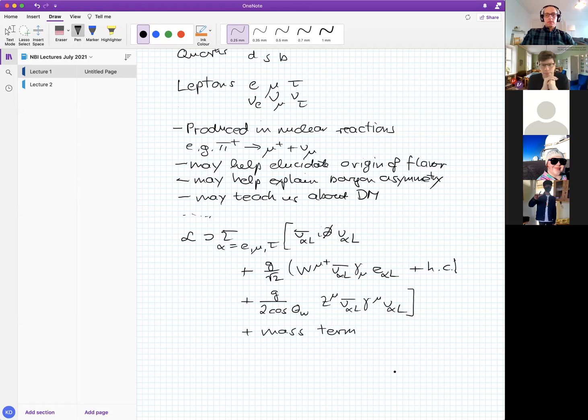So notice that because of this structure, there's only left-handed fields appearing here. So here's the left-handed kinetic term. Here, the weak interaction couples only to left-handed fields, and the Z also couples only to left-handed neutrinos. So at this level, it's really sufficient to have only left-handed neutrinos. But as I said, once we introduce a mass term, we need right-handed neutrinos.